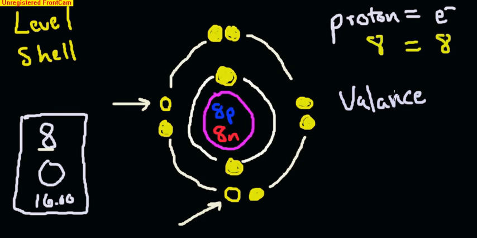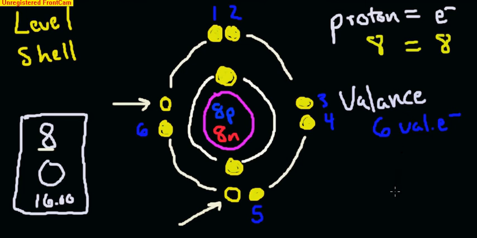The valence electrons are all the electrons on the outermost level. So we do not count the inner level, we only count the outermost level. So in our example here, the outermost level is right here. So I have 1, 2, 3, 4, 5, 6. I have 6 valence electrons. Okay? Valence electrons. 6 valence electrons in oxygen.